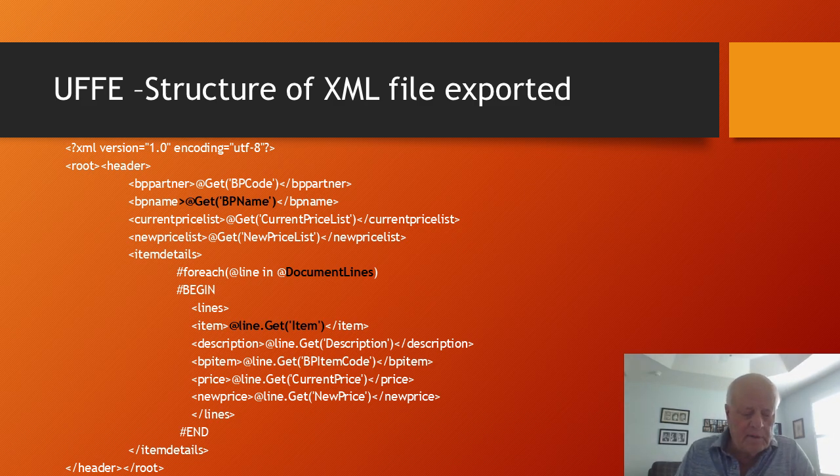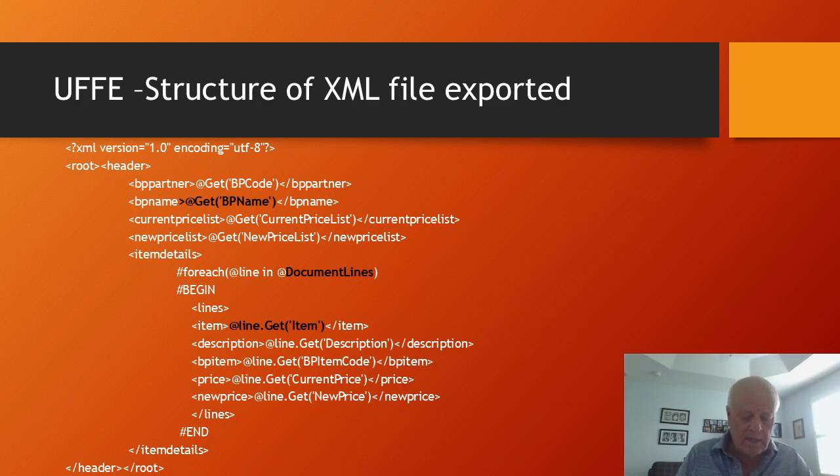The UFFE XML file structure. If you're familiar at all with XML, you've got the root and the header, and then there's special words in here. The @get BP name is going to the source because we're in the header portion of this at that time, and we are grabbing the business partner name, which is the card name in my SQL from the body SQL source.